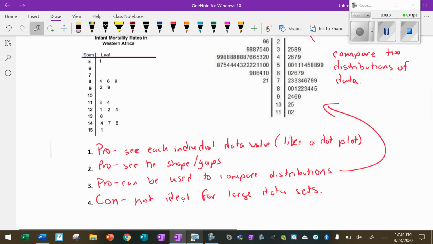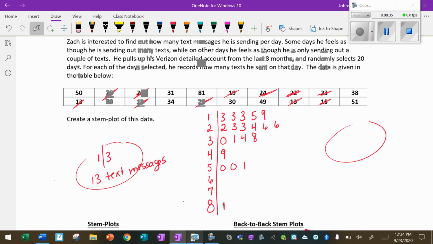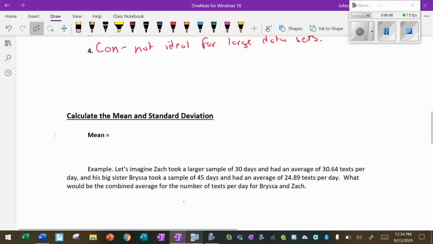So in terms of quantitative data displays, that's the four that we're going to use. Let me back up for a second. We have the dot plot, we have the histogram, we have the box plot, and now you have the stem plot. So let's do some numerical analysis.